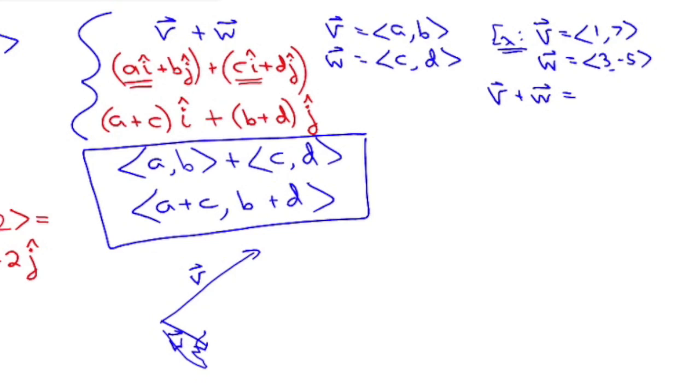So what's v plus w? It'd be 4 and 2. Add the first components, add the second components. Done. Pictorially, we can even do that in our head. We don't have to go back and show all that.